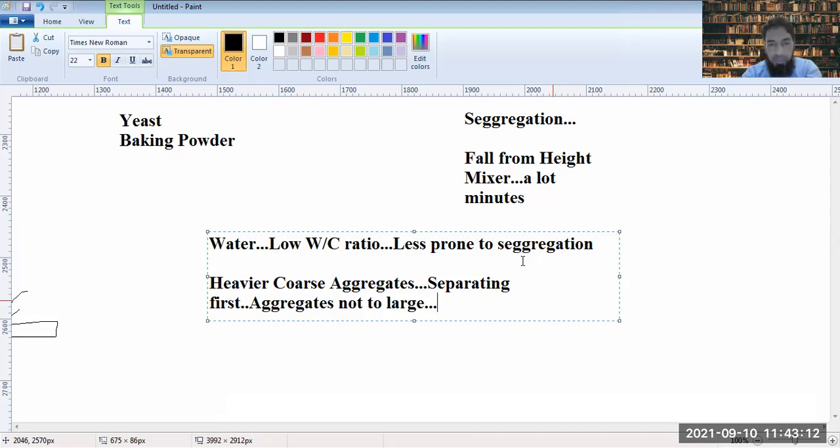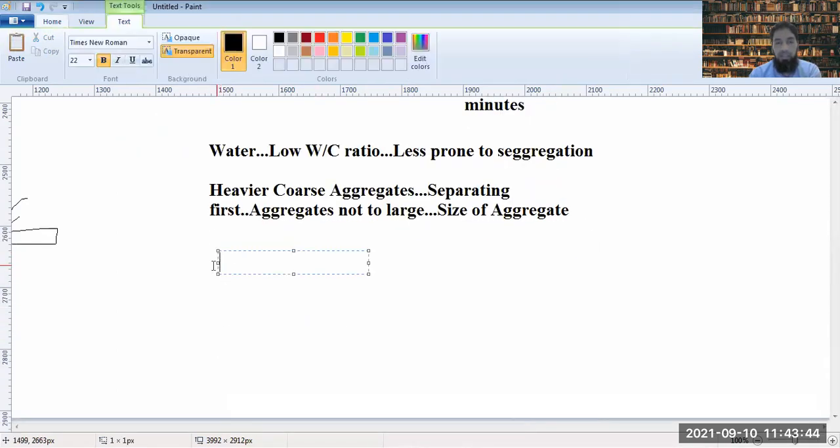So you want to restrict the size of aggregate to a particular size. It is 1 inch, 3 by 4 inch, 1.5 inch. In concrete, you want to restrict it within those sizes. You do not want the aggregate size to exceed, in most of the cases, above 1 inch. So that has to be maintained for restricting the segregation.